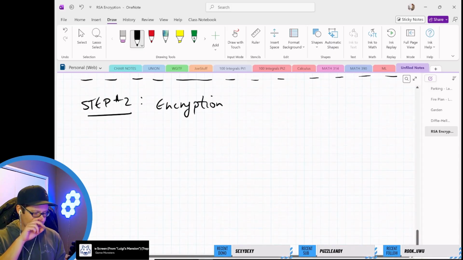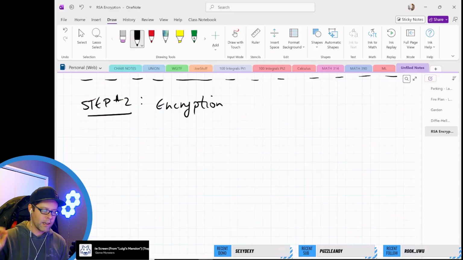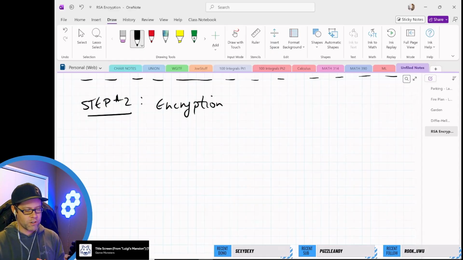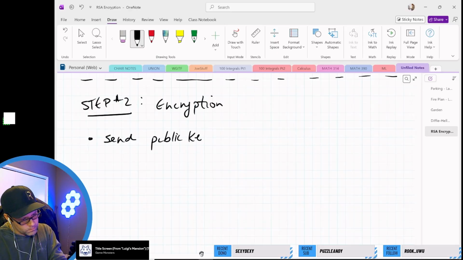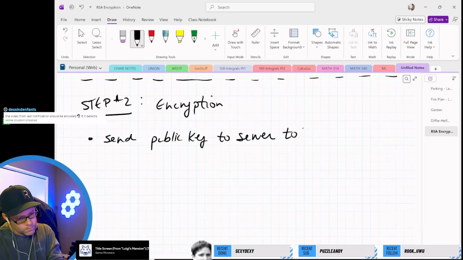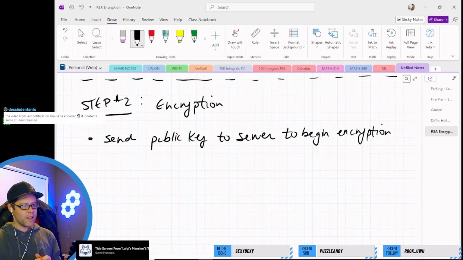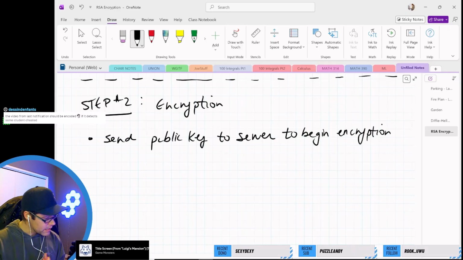Okay, let's move into step 2. Now that we have the initialization phase, we know what the public and the private key look like, we'll start moving into the encryption phase. So the idea now is we can send that public key to the server. That's going to begin the encryption process.